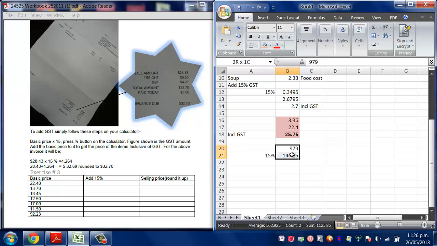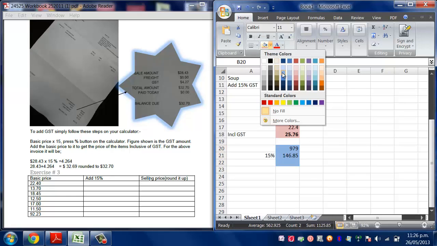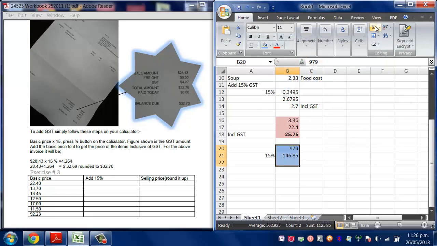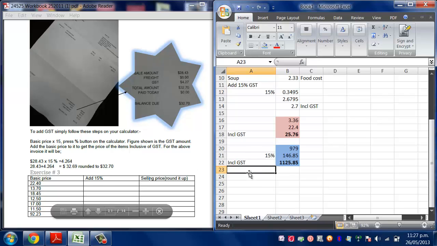Let's add these two figures together, and give it a different color just for clarity of understanding. Just add, sum total, and it says 1125.85, and that is your price inclusive of GST.